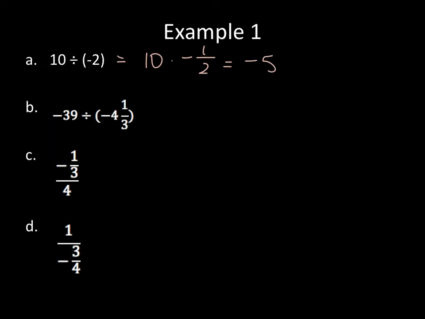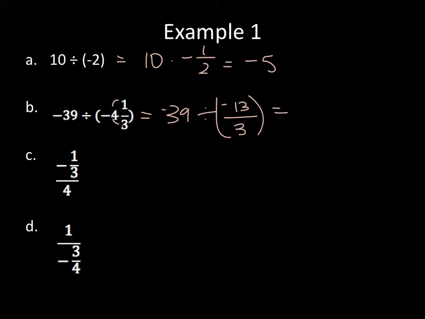Looking at this next one, negative 39 divided by negative 4 and 1/3. In this math class, I don't want to be seeing mixed numbers anymore. I want to be seeing improper fractions. So the first thing I'm going to do is change this to an improper fraction. I'm rewriting negative 39 divided by, so I multiply 3 times 4 to get 12, plus 1. 3 times 4 plus 1 is 13 over 3, and this was a negative, so negative 13 over 3.